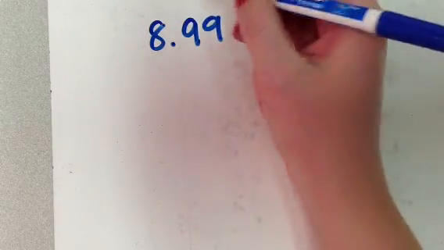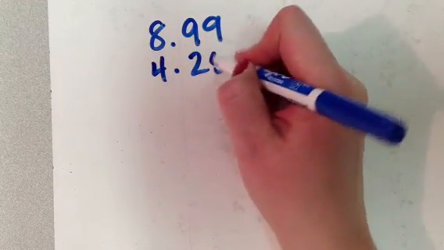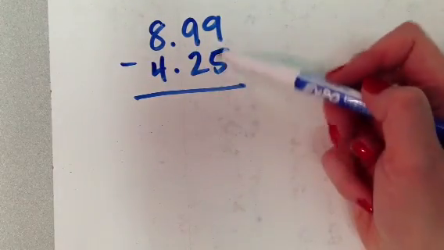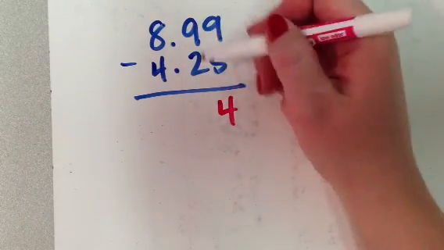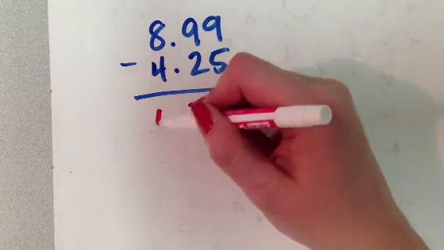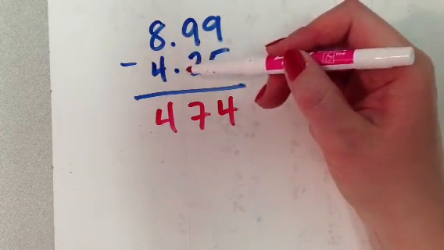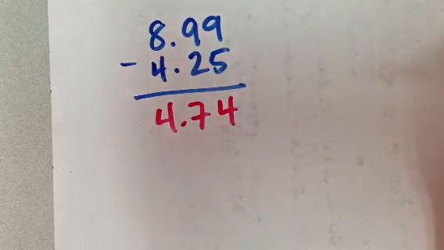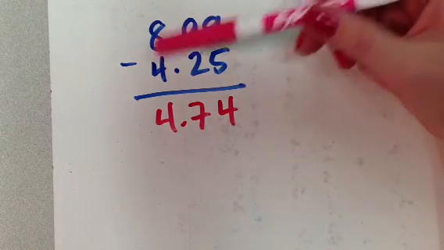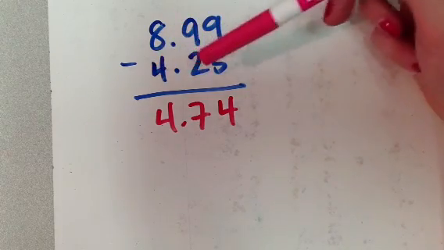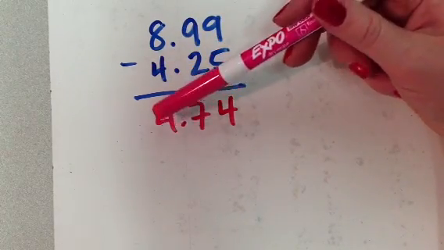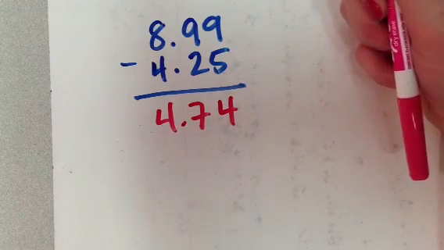Okay, so again, like with adding, I want to keep my decimal points totally lined up. And then I'm going to subtract just like usual, right? So 9 minus 5 is 4. 9 minus 2 is 7. 8 minus 4 is 4. And then as long as I have my decimal points lined up, I just bring it straight down. So 899 minus 425, or 8 and 99 hundredths minus 4 and 25 hundredths, equals 4 and 74 hundredths, right? Really easy. Let's look at another example here.